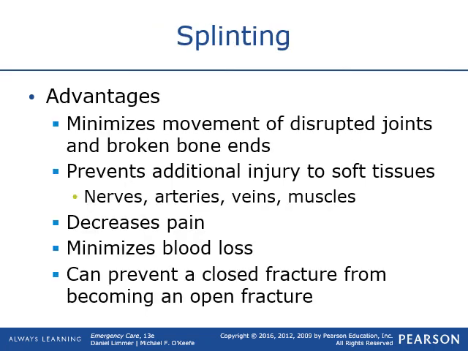So splinting. It minimizes movement of disrupted joints and broken bone ends, prevents further injury, right? Especially with fractures, you don't know how bad the fracture is. You can have sharp edges of the bone that can damage a lot of the soft tissues, the nerves, arteries, veins, and muscles inside there. You want to prevent that movement. It will actually decrease pain for the patient, especially if you can get everything in line. Minimizes blood loss and can prevent a closed fracture from becoming an open fracture.